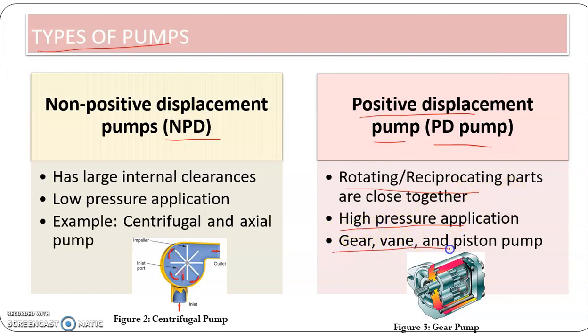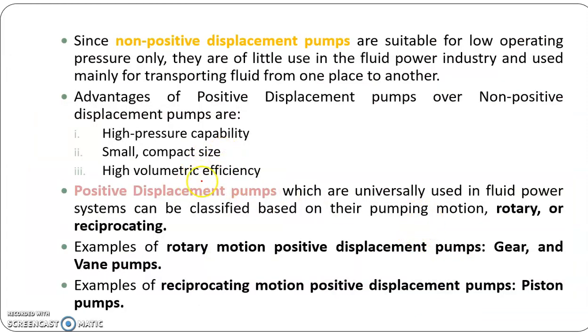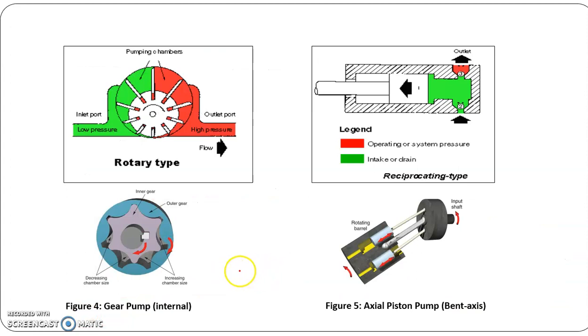So this is the example of the PD pump. As I mentioned before, positive displacement pumps have two types, rotary and reciprocating. This is the example for the rotary motions, and this is the example for the reciprocating piston pump.